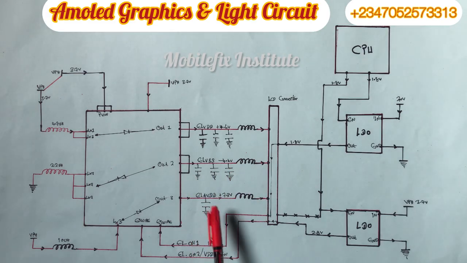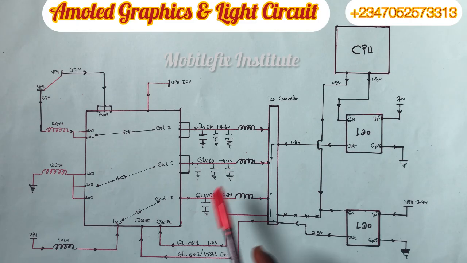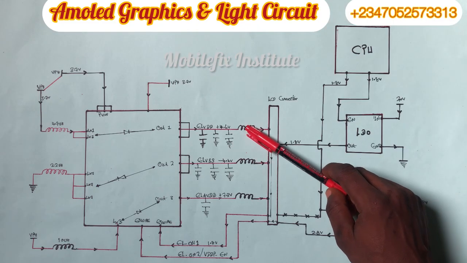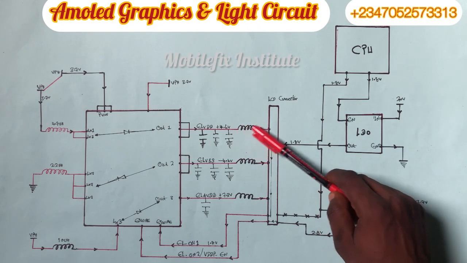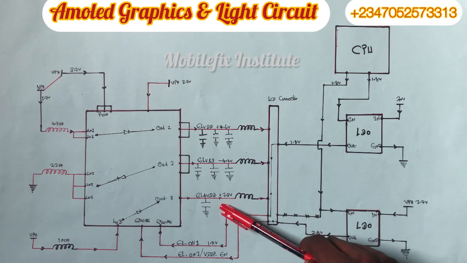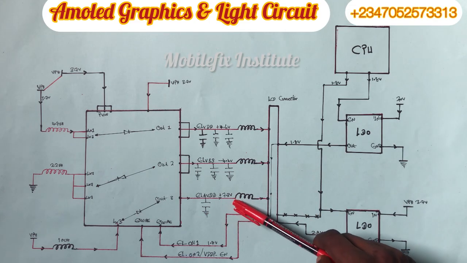But this other line is our light voltage line. What I mean is that this is our display voltage line, plus 4 volts and minus 4 volts. But when you get to this line, you will get here plus 7.3 to plus 7.6 volts.